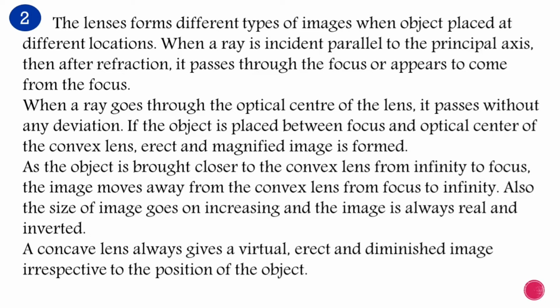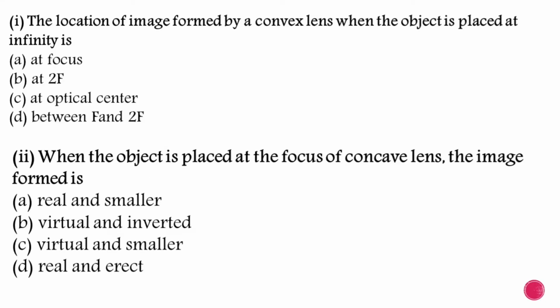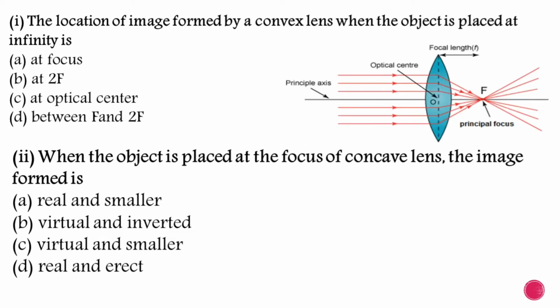The first question is, the location of the image formed by a convex lens when the object is placed at infinity is... Now we have learnt that when an object is placed at infinity, the parallel rays come and concentrate at the focus. So the image is formed at focus. Hence the answer is option A, at focus.